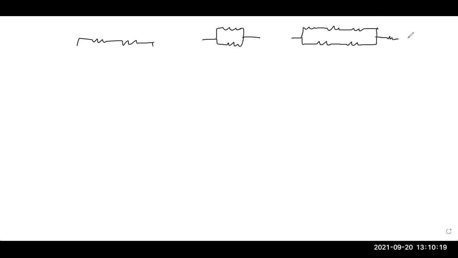There are series circuits, and they're all well and good, and you know how to deal with those. There are parallel circuits, and they're all well and good, and you know how to deal with those. And there are more complicated circuits, which are some combination of series and parallel. And you can deal with those.